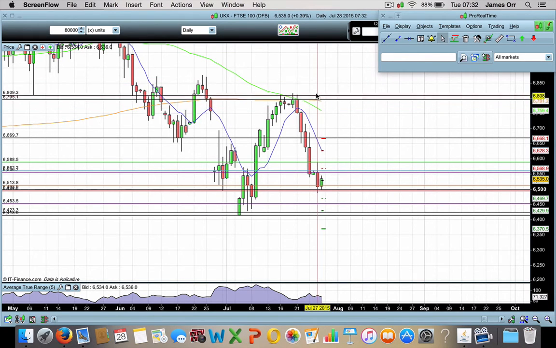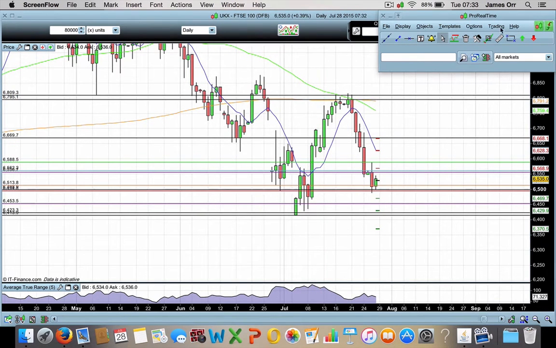So the black lines on the chart are daily support and resistance zones. The coloured lines are taken from historic price data, and you can see these small lines here. This is the pivot points. They plot automatically onto my chart.